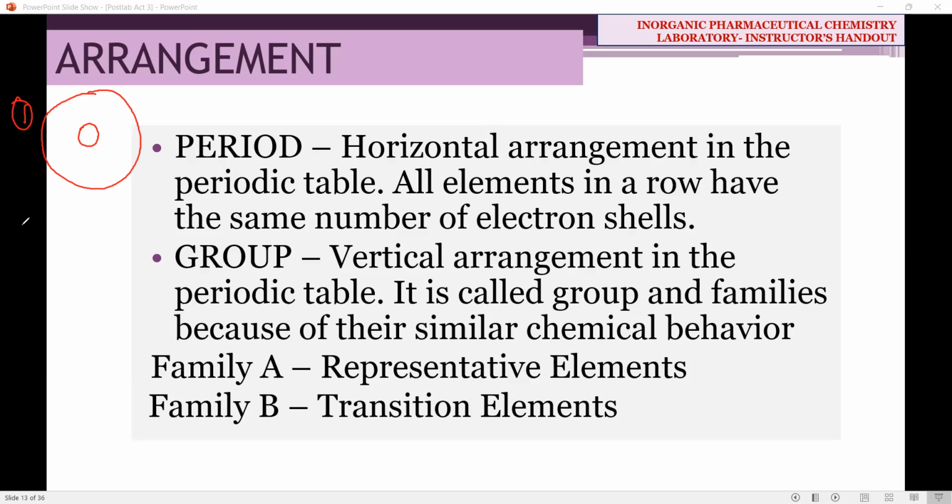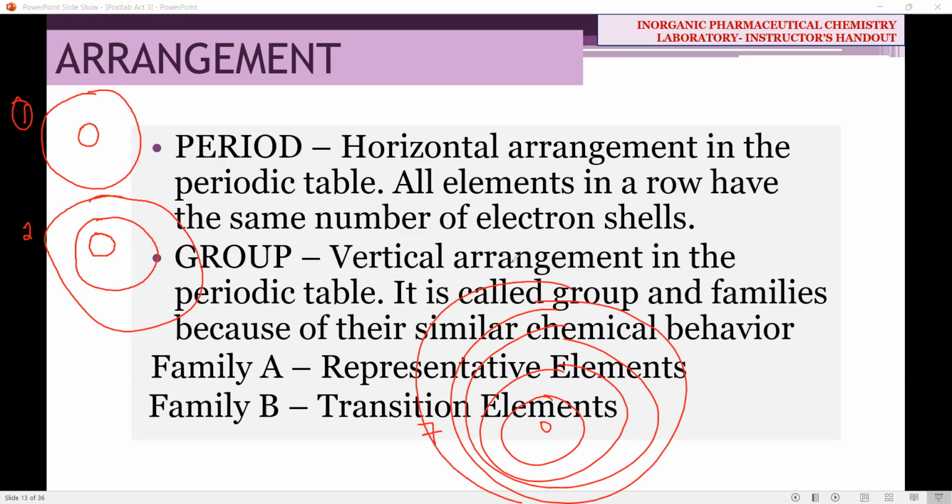Another one: if the element belongs to period number 2, like lithium and beryllium, they actually contain 2 energy shells, and so on. Up to the 7th period, which means they have many electron shells and their electrons keep increasing. So that is the similarity of the elements that belong to the same period.